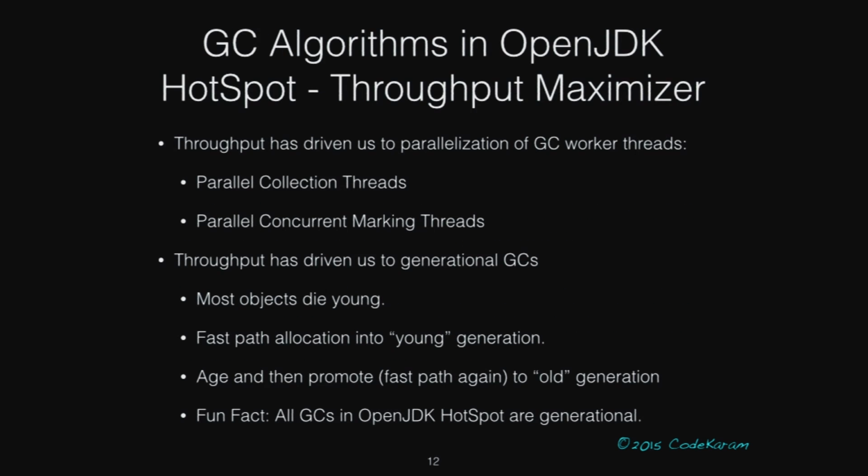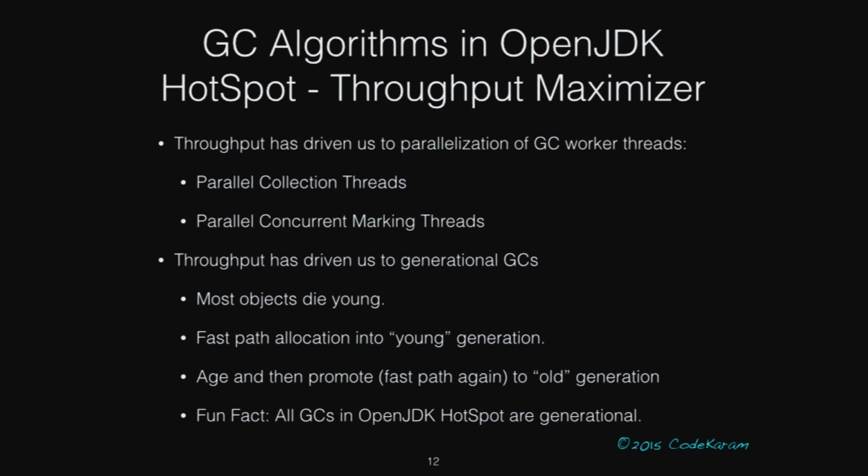All right, so let's talk about the throughput maximizer GC. So what is desired of a throughput maximizer GC? So the quest of maximizing throughput has driven us to parallelization of GC work. So you have parallel collection threads, parallel marking threads, and what else has throughput driven us to? Throughput has driven us to generational GCs. And a fun fact is that all OpenJDK HotSpot GCs are generational.